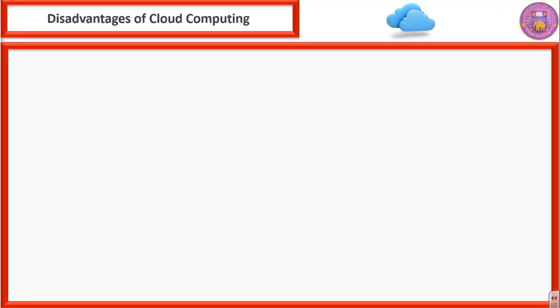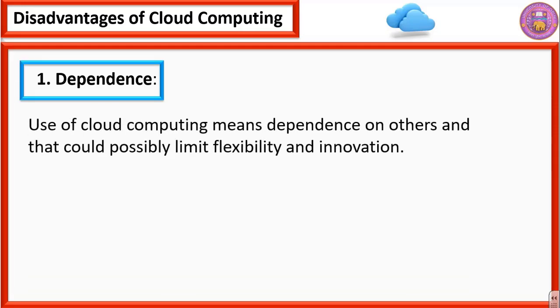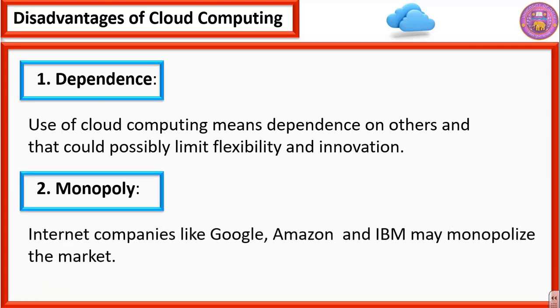Now let us move on to the disadvantages of cloud computing. The first one is dependence. Use of cloud computing means dependence on others, and that could possibly limit flexibility and innovation. Second, monopoly. Internet companies like Google, Amazon, and IBM may monopolize the market because of their size.